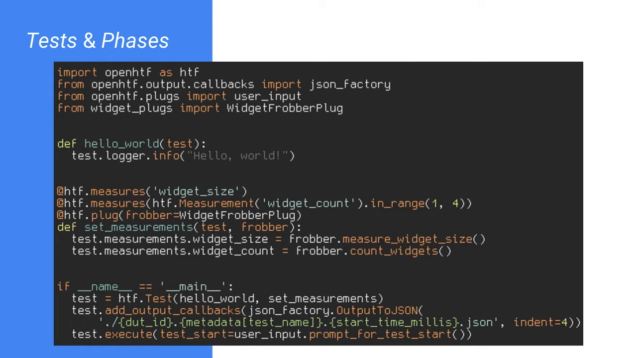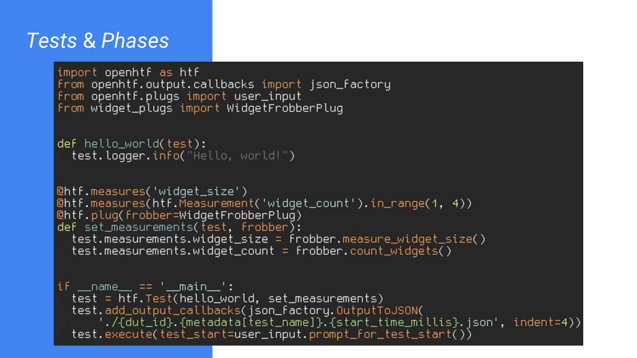Okay, so wall of text, I know. This is kind of a distilled example of an OpenHTF test script. Aside from the fact that widget plugs is a fake module that I made up for this, this test would actually run. This is pretty much all you need in order to create and run an OpenHTF test.